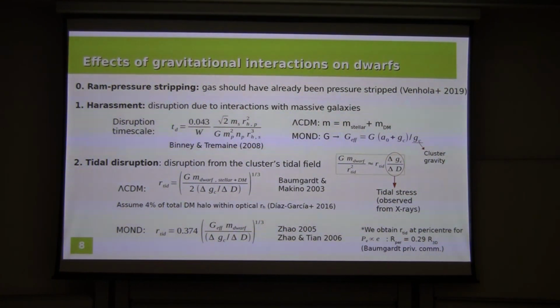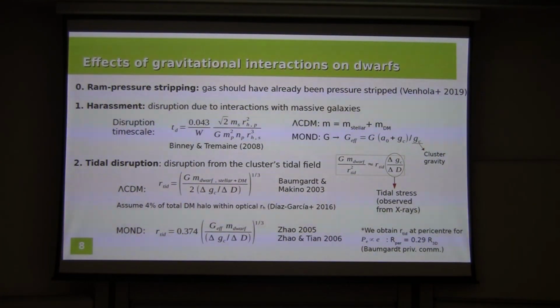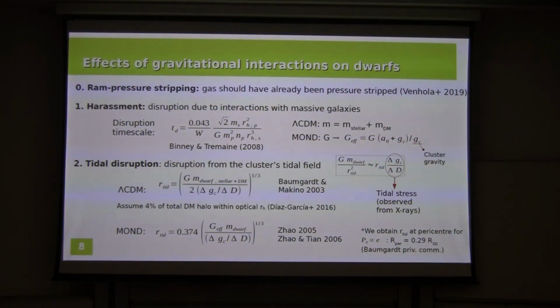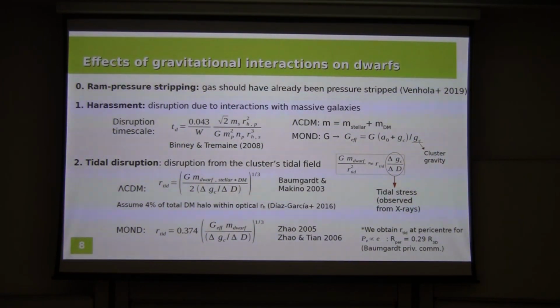And as in the previous case, we also take into account that in lambda CDM we have dark matter plus baryonic matter, and for being conservative, we're just taking into account the dark matter within the optical radius, which is just 4% of the total dark matter mass, so we're being conservative here. And also in the MOND case, we take into account this correction to Newtonian gravity. And to compare the dwarfs equally, we calculate this tidal radius when the dwarfs are at pericenter for all dwarfs.